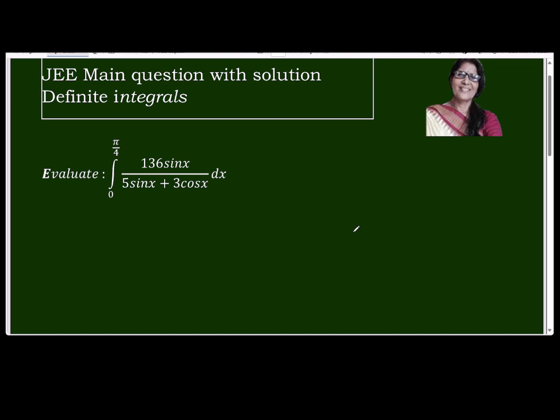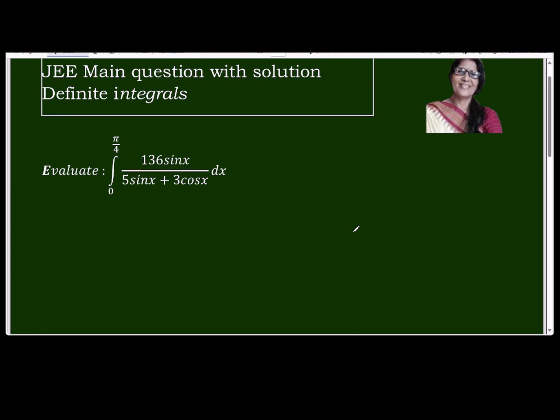So the question is, evaluate the integral of 136 sin x over 5 sin x plus 3 cos x with respect to x, from limit 0 to pi by 4.